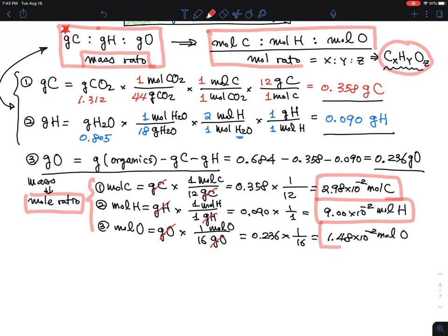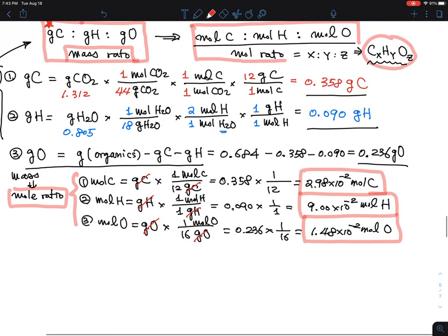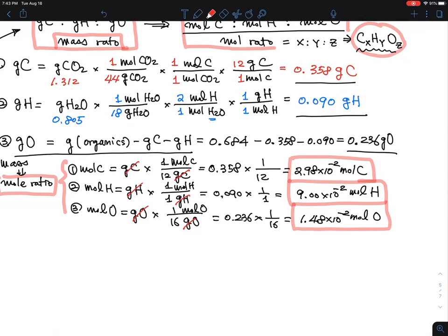You need to find the closest integer that you can find here. The way to do it is to look at the numbers and find which number is the smallest, and this is the smallest. So what you need to do now is divide everything by 1.48 times 10 to the minus 2. By doing so, the closest that you can find is this.